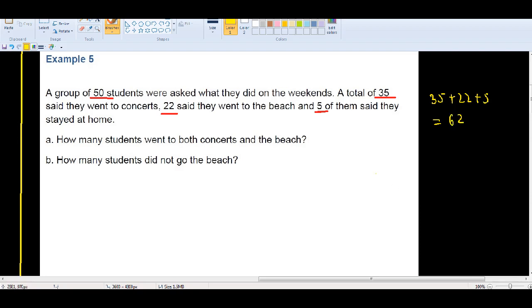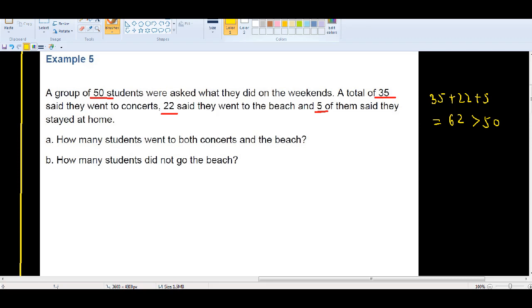So it's 62. Alright, so that means 62 is greater than 50. So that means that some students go to both concerts and the beach. So that's why we ask the first question.